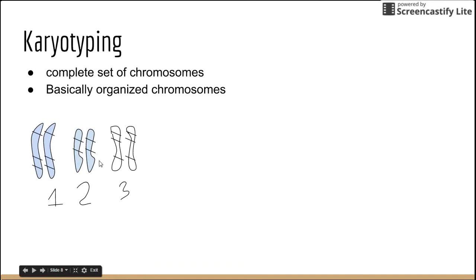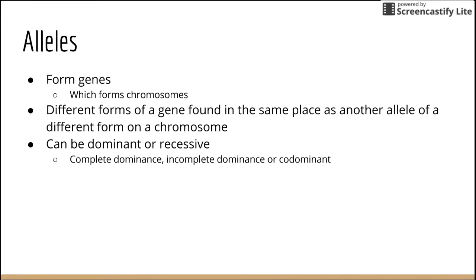Karyotype is a complete set of chromosomes. It is essentially organized chromosomes. Alleles form genes, which form chromosomes. Alleles are different forms of a gene found in the same place as another allele of a different form on a chromosome.